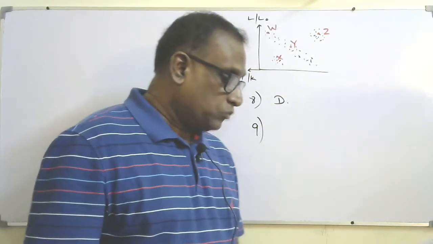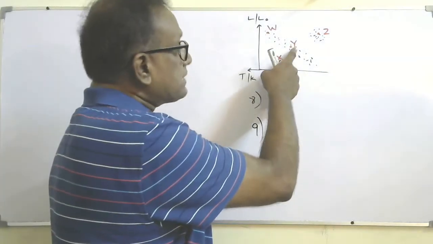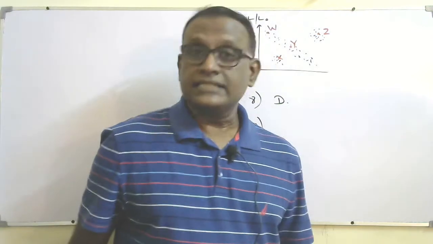C part: Y is more massive than W. That also I already explained. W is more massive than Y. The answer D is the correct one.